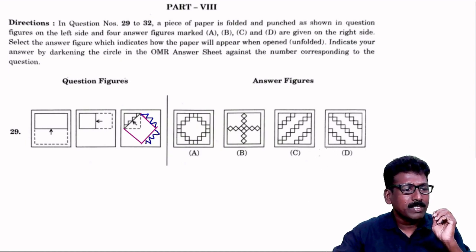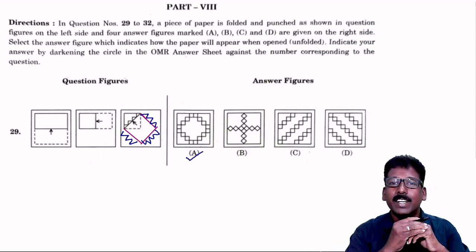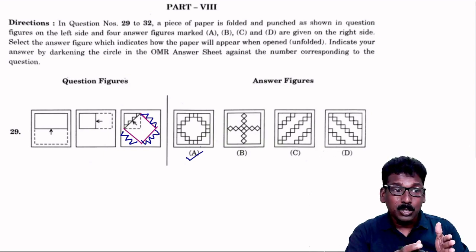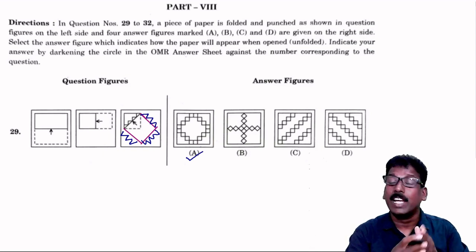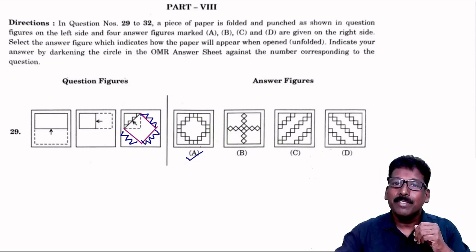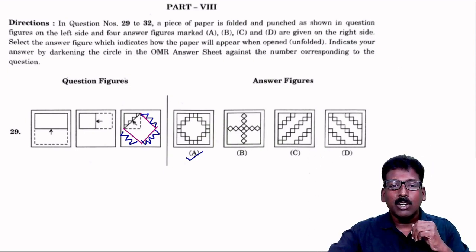So where is that type of figure? Yes, you can see it is incomplete. A can be the correct answer. But you see the other options are entirely different from the first. So A will be the correct option. Now let us check out the next questions.